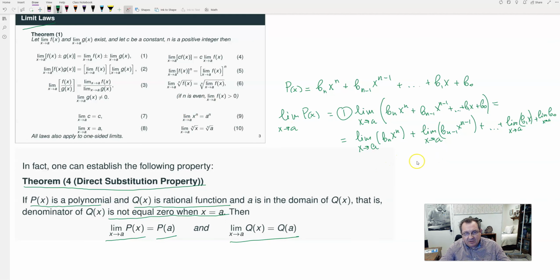Then we can apply a combination of law 4 and law 9 to compute each individual limit, and we will obtain bn times a raised to n plus b(n-1) a raised to n minus 1 plus dot dot dot plus b1 times a plus b0. And that's precisely the value of the polynomial when x is equal to a. In a similar fashion, you can establish the formula for the rational function, which I will leave as an exercise.